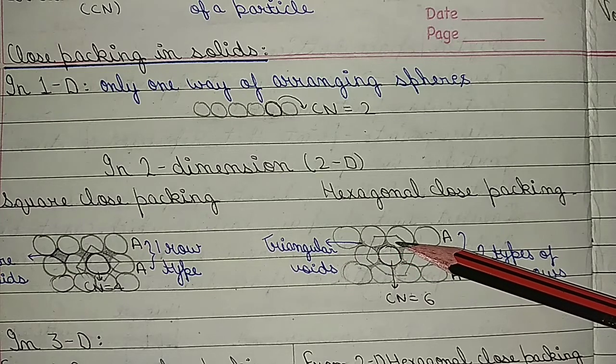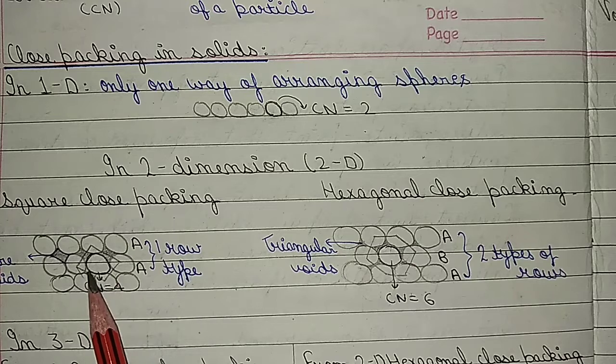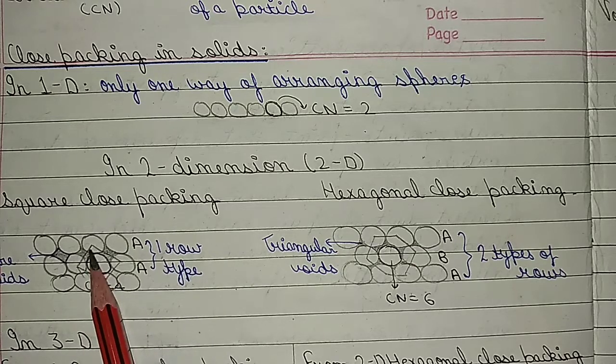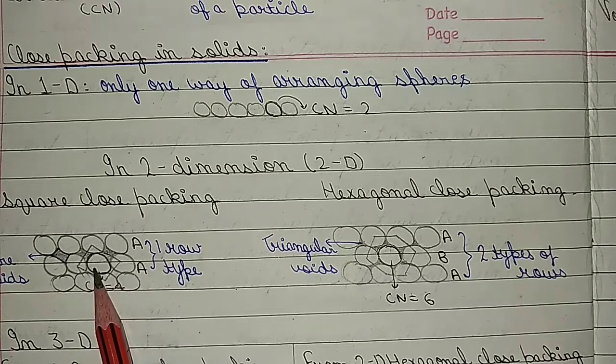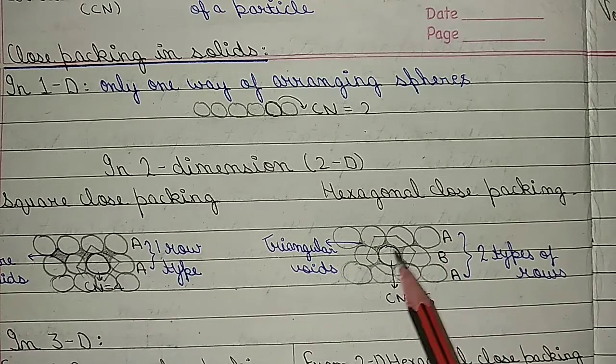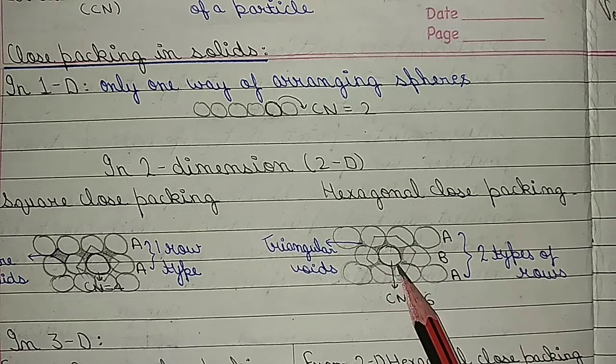Now we will talk about coordination number. In square close packing, this particle has four nearest neighbors. First particle is this, second particle is this, third is this and fourth is this. So the coordination number of this particle is 4. In hexagonal close packing, this particle has 6 nearest neighbors: 1, 2, 3, 4, 5, 6. So the coordination number of this particle is 6.